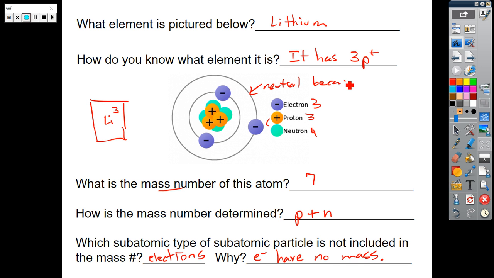because if you look at these two, positive 3 and negative 3 from my 3 protons and my 3 electrons is going to add up to a total charge of 0. So it's neutral because the total charge is 0. That's going to happen anytime the number of protons and the electrons are the same.